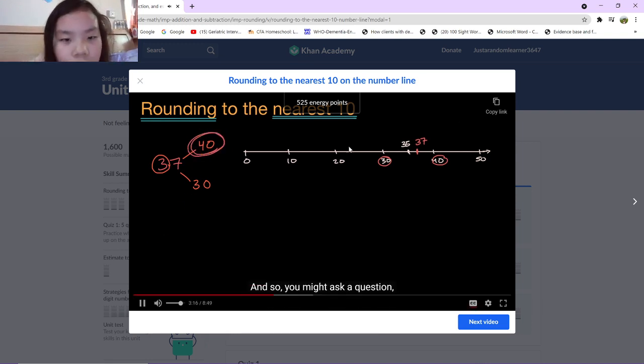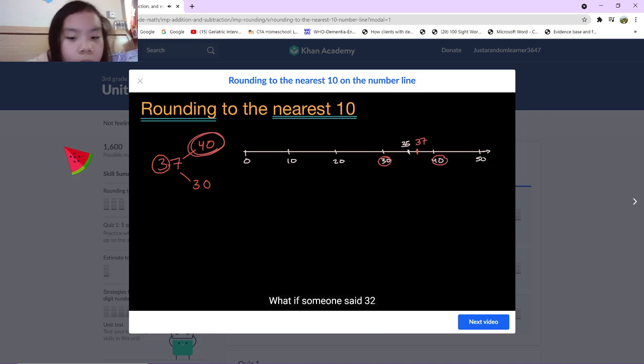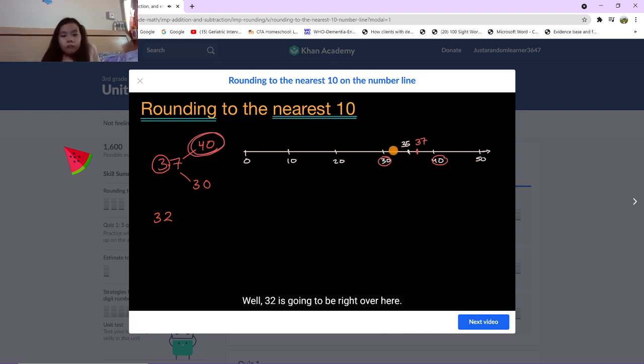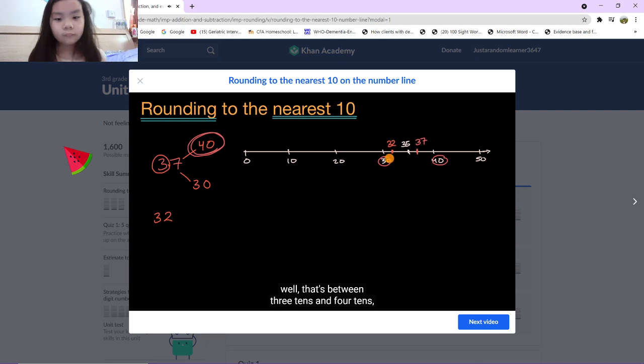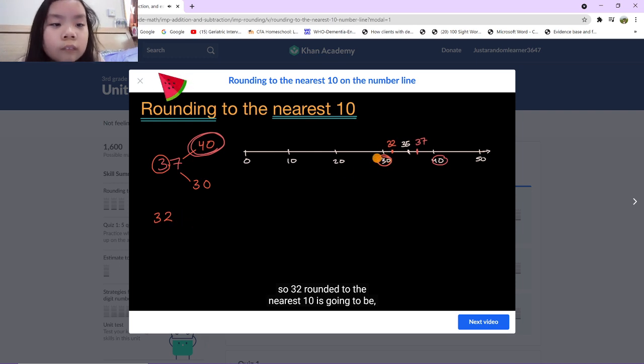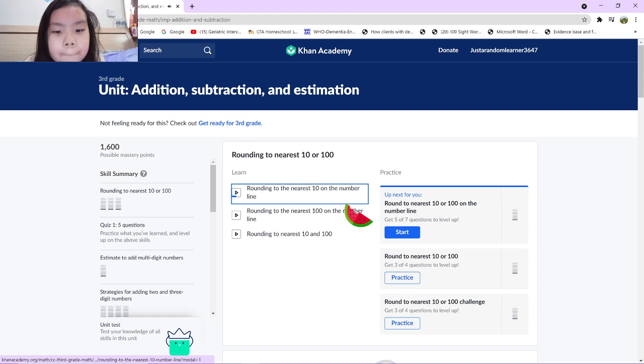And so you might ask a question, well, give me another number. What if someone said 32 rounded to the nearest 10? Well, 32 is going to be right over here. And then you'd say, all right, well, that's between 3 tens and 4 tens, but it's a lot closer to 3 tens. So 32 rounded to the nearest 10 is going to be 30.